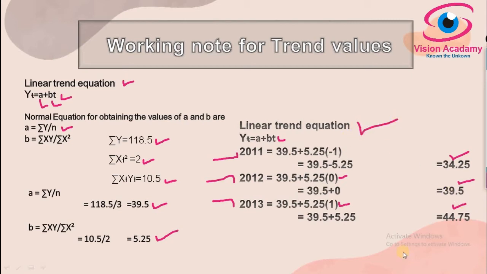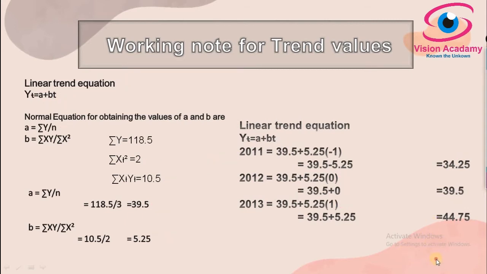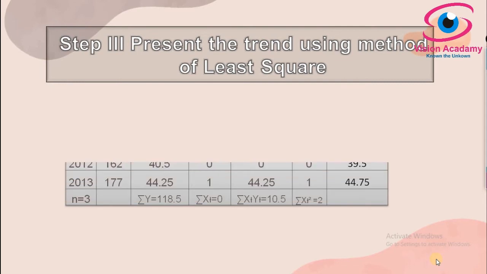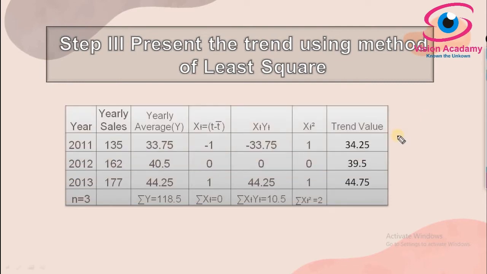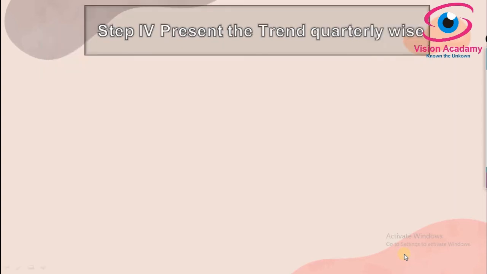Now we can put the trend values into the tabulation. The trend value for 2011 is 34.25, for 2012 is 39.5, and for 2013 is 44.75. So we have also finished step number 3. We found the trend value using the method of least squares. Now we shall move on to the next step, that is step number 4.